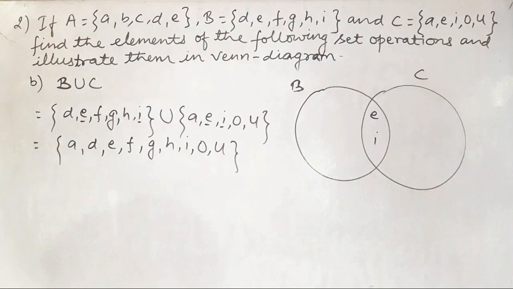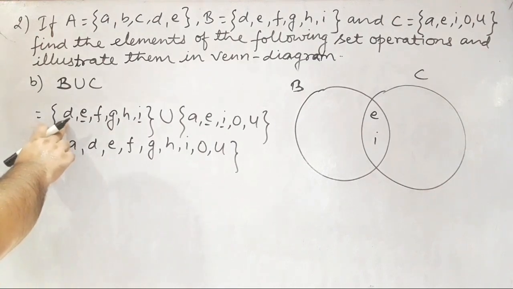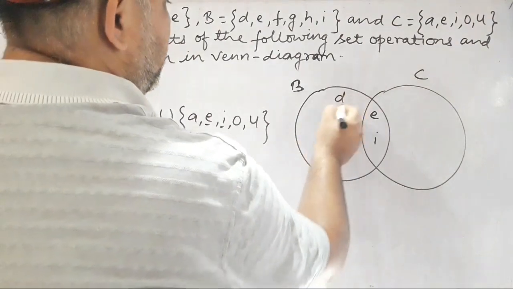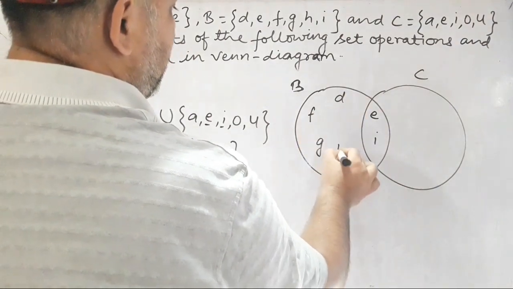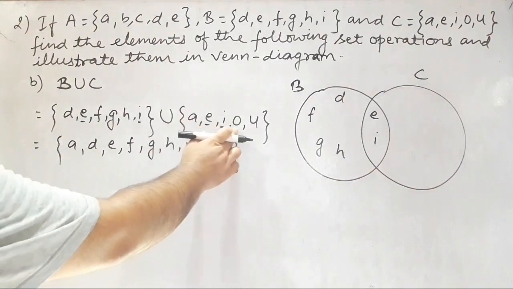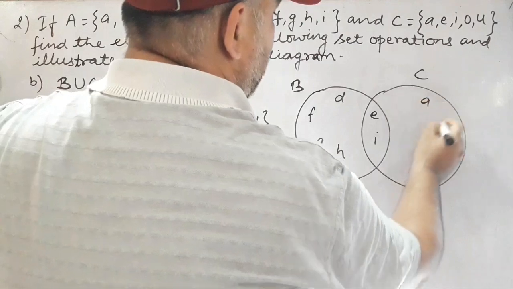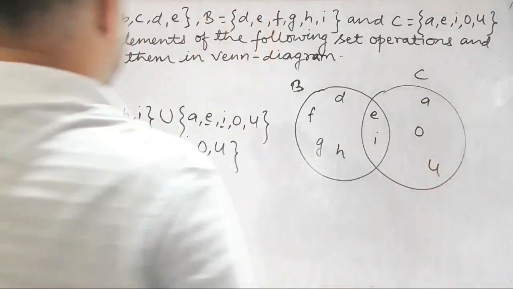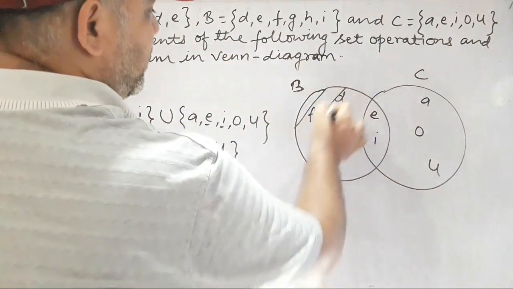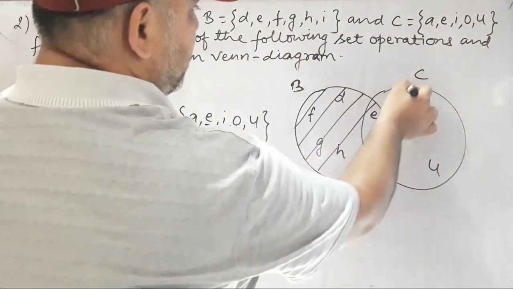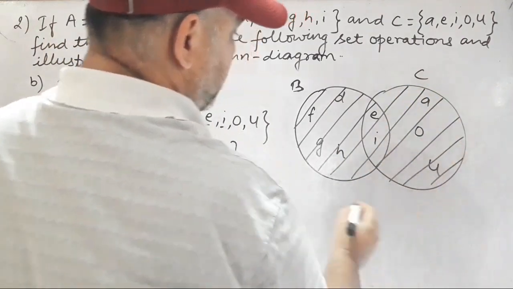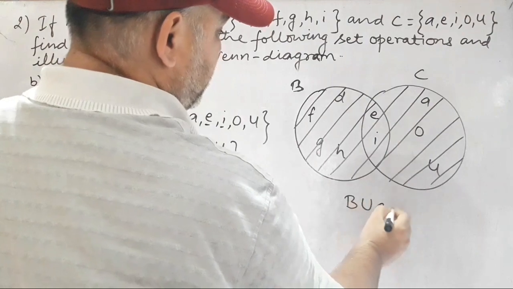Now we will fill the rest of the elements. The rest of the elements are D, F, G, H. And in this part, the elements remaining are A, O, U. So we shade all of B union C. So this is B union C.